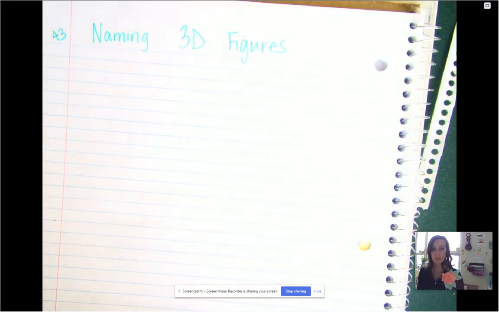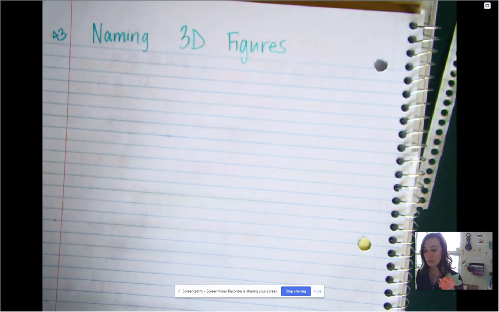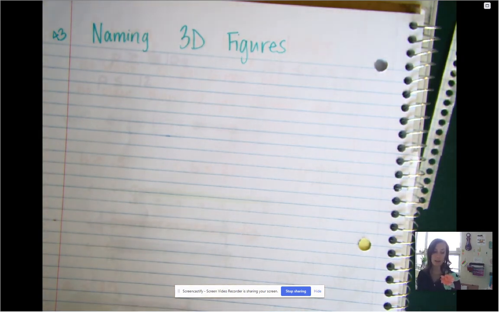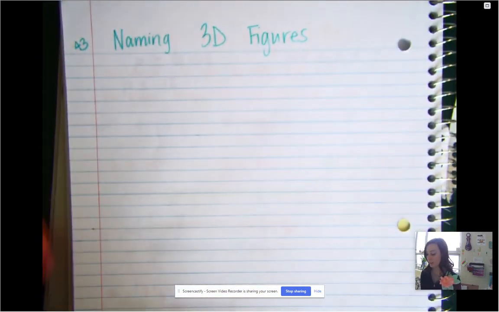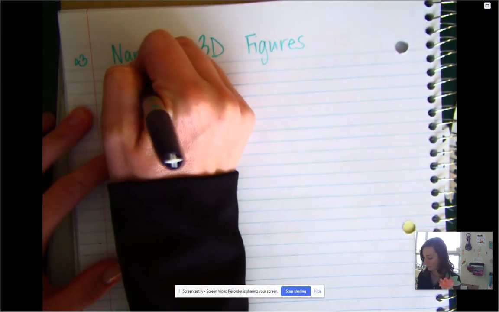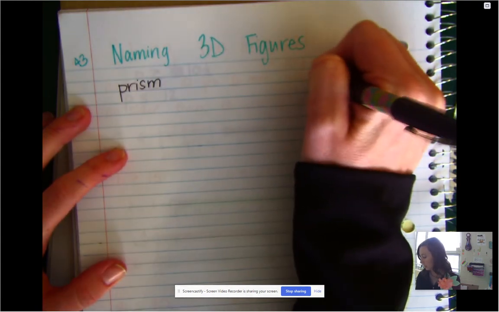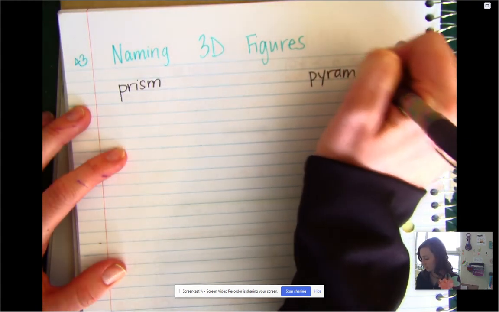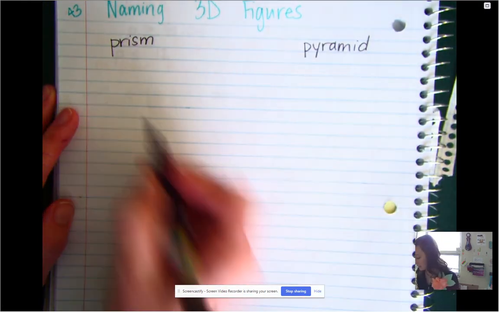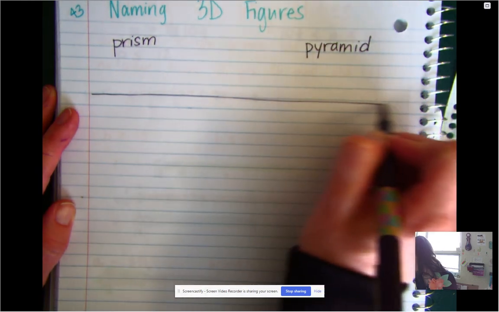So in terms of naming 3D figures, sorry, I know you can't see that. There are lots of 3D figures, but we're only going to talk about two of them. So there are cylinders, there are cones, there are spheres, there are, I can't think of anything else, but the ones we're doing are a prism and a pyramid. And I guess the best way to do this might be to make a T-chart.